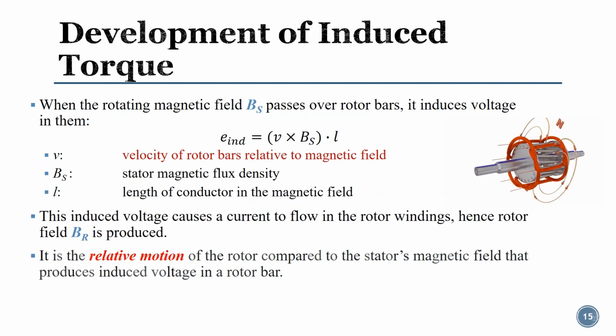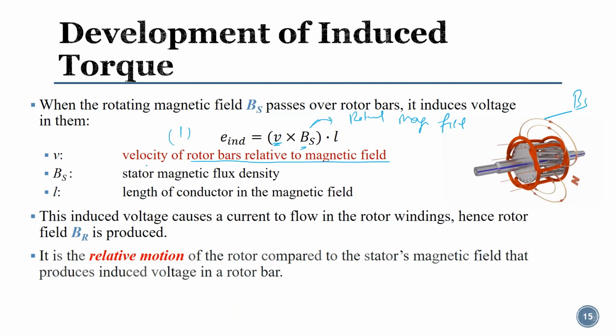Now let's see some more details. As I was saying, the voltage will be induced. The voltage is a very important thing here which I want to emphasize. The first step is that the voltage will be induced, and the induced voltage depends on V cross Bs. Bs here is our rotating magnetic field, this one, this is our Bs. V is the velocity of the rotor bars relative to the magnetic field. Then what is the velocity of the rotor bar relative to the magnetic field, which is actually rotating here?